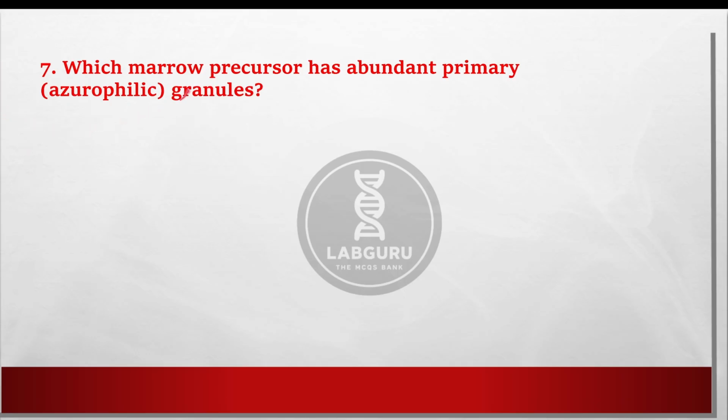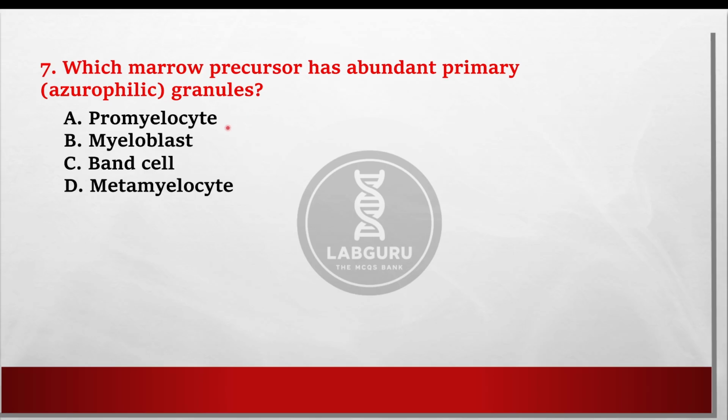Question number 7 is, which marrow precursor has abundant primary azurophilic granules? What are azurophilic granules? It means the white blood cell having granules which are a reddish purple color when we are staining with the Romanowsky stain, having azure 1, azure 2. So these granules take a reddish purple color when we stain with the Romanowsky stain. So our options are option A, promyelocytes, option B, myeloblast, option C, band cell, and option D is metamyelocyte.